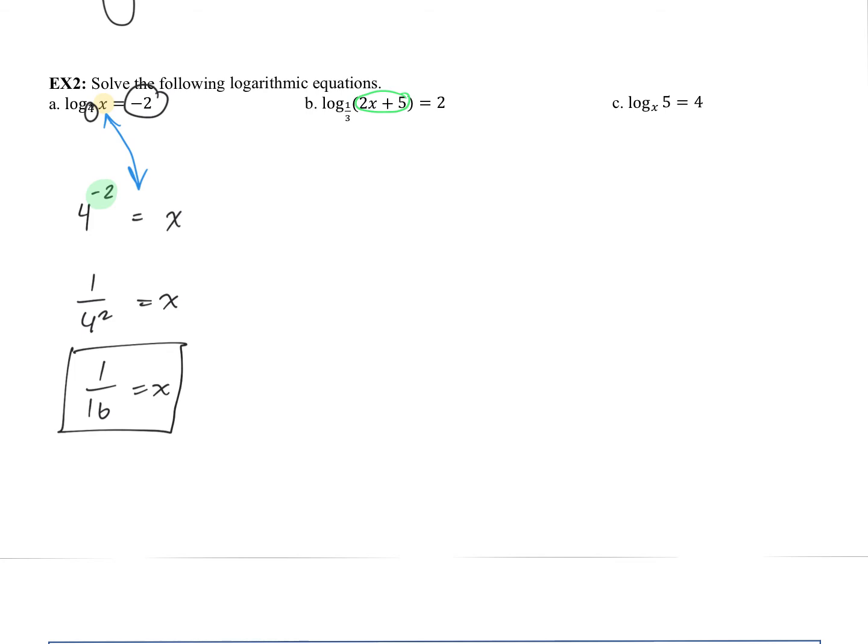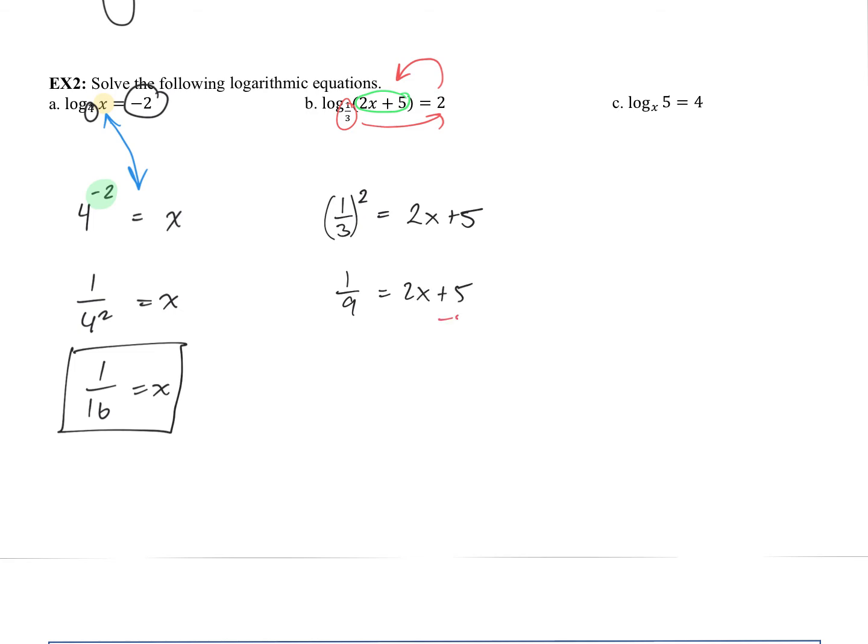Now another way I like to practice switching to exponential is I follow some arrows. I say the base raised to this power gives me that. I follow a circular pattern. So 1/3 raised to the second power equals 2x plus 5. And what do you know? This is like a linear equation. We know how to solve these. So 1/3 to the second power is going to be 1/9 equals 2x plus 5.